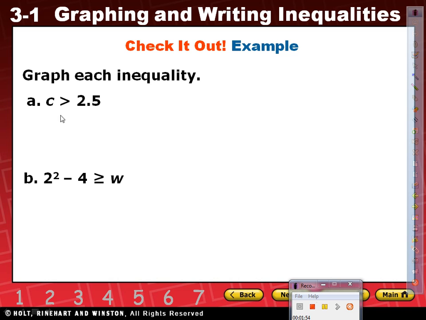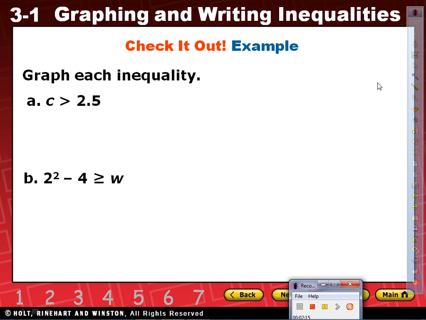Example, we'll call this 3A and B. The reason is that I want to cover a couple more things that I need you guys to have in your notes. Okay? So C is greater than 2.5, and 2 squared minus 4 is greater than or equal to W. Copy that, please.